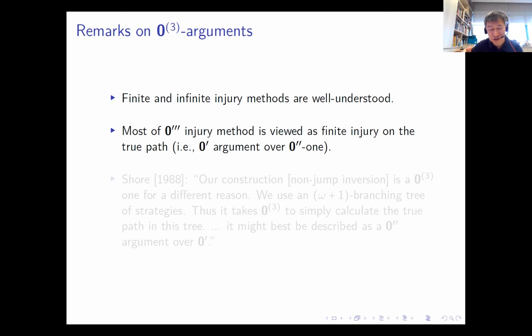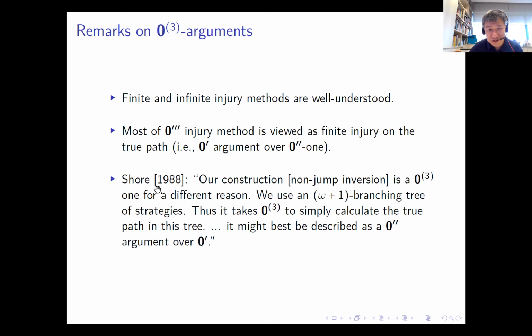So in other words, you need a 0'' to describe the usual tree construction, the true path, and then you have a finite injury. So it's a 0' jump argument over a 0'' jump argument. So in the end, you get 0'''.